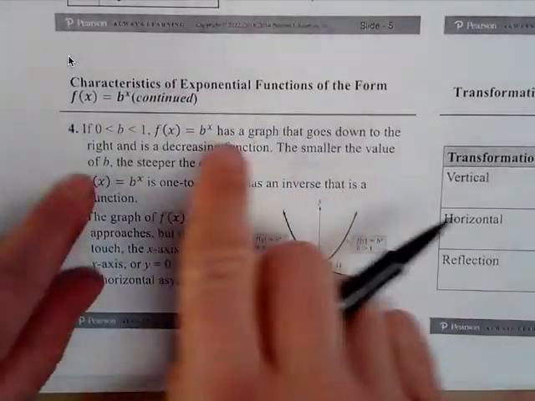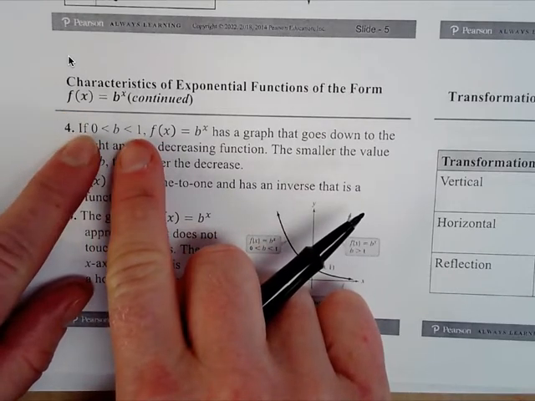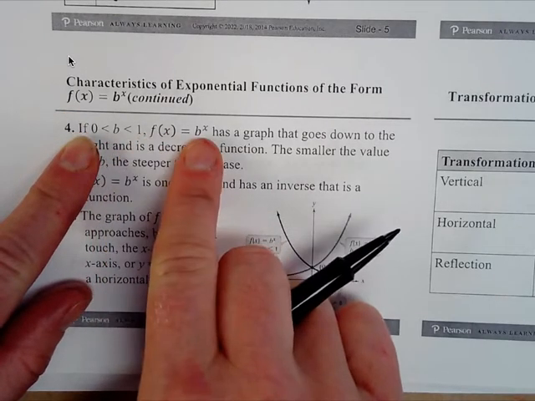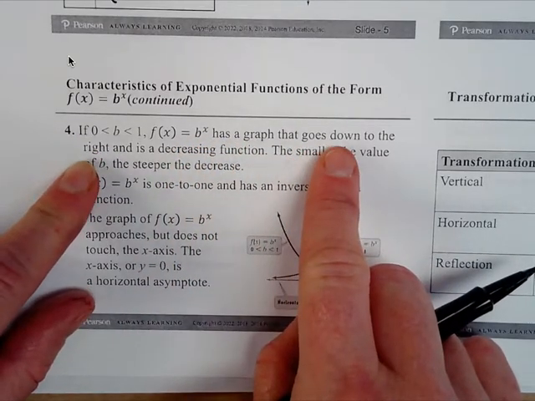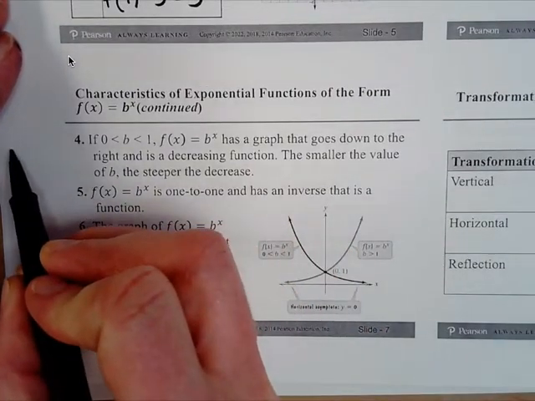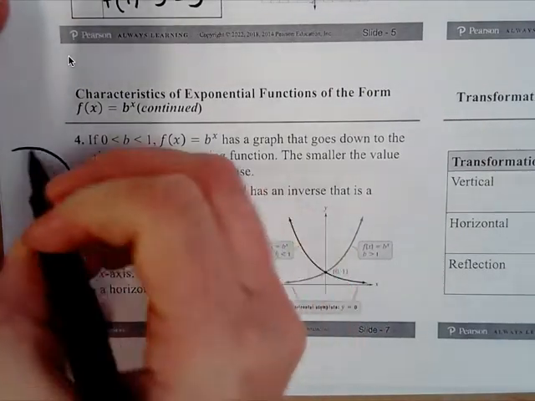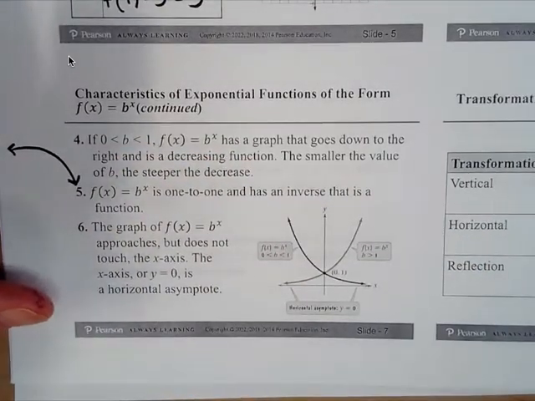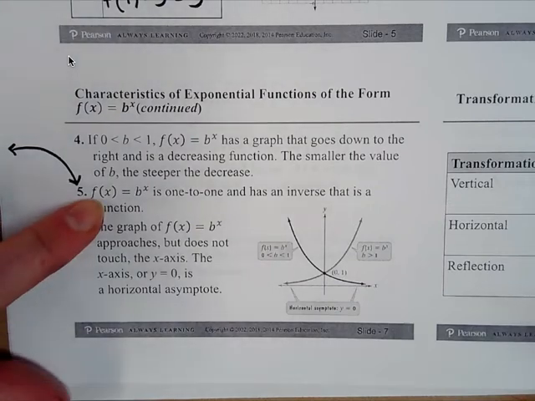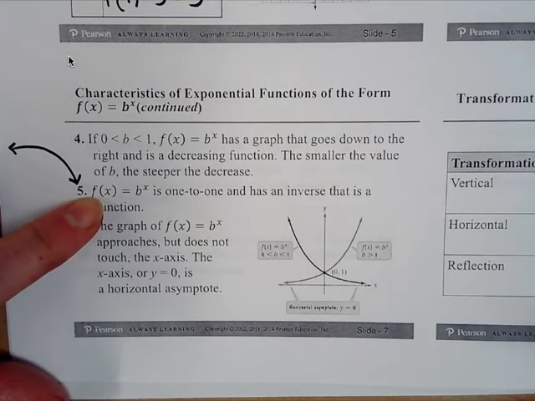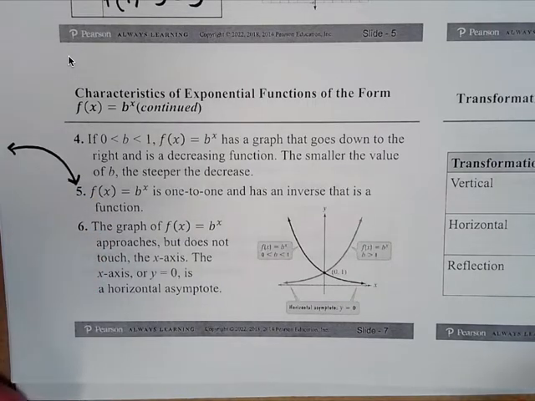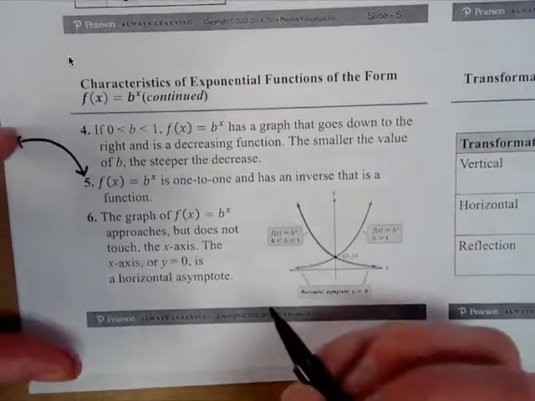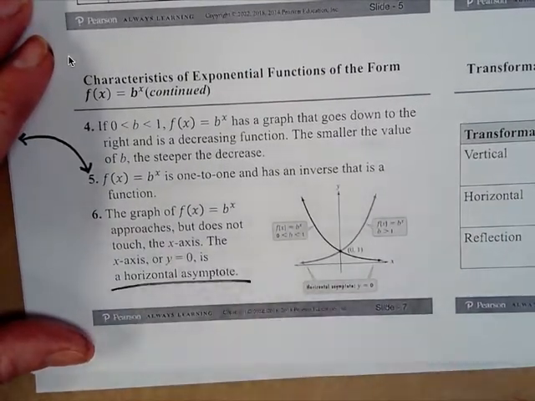Okay, if the b value is between 0 and 1, so let's say it's a decimal or a fraction between 0 and 1, the function has a graph that goes down to the right and is a decreasing function. So it's going to be like this. F of x equals b to the x is a 1-to-1 function and has an inverse that is also a function. And it has the horizontal asymptote of y equals 0.